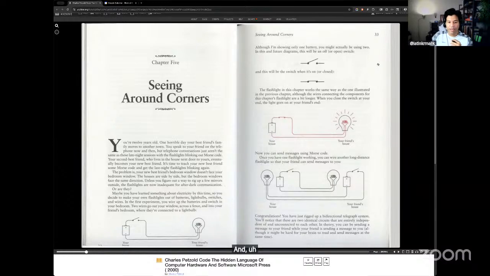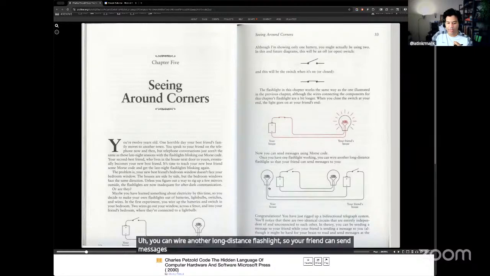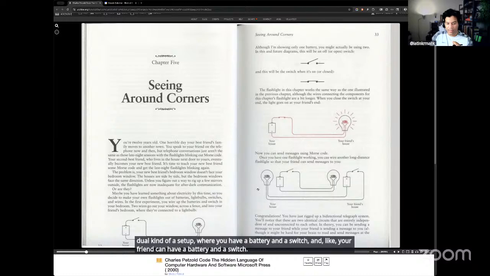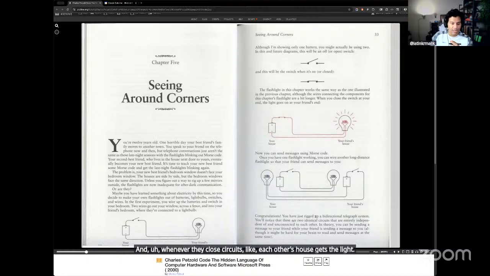When you close the switch at your end, the light goes on at your friend's end. So as soon as I complete the circuit, the light comes on at my friend's house. Now you can send messages using Morse code. Once you have one flashlight working, this is still a one-way communication. You can wire another long distance flashlight so your friend can send messages to you. So you can see there is this dual setup where you have a battery and a switch, and your friend can have a battery and a switch, and whenever they close the circuit, the other's house gets the light. Congratulations, you have just rigged up a bi-directional telegraph system.